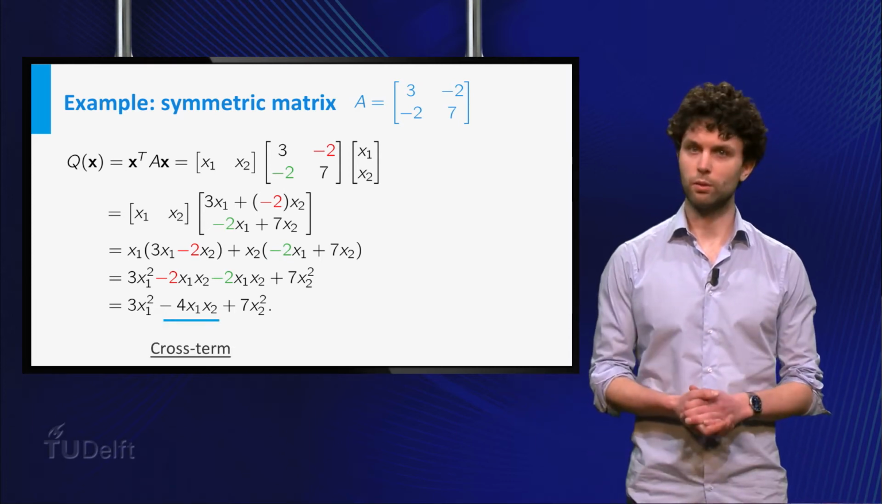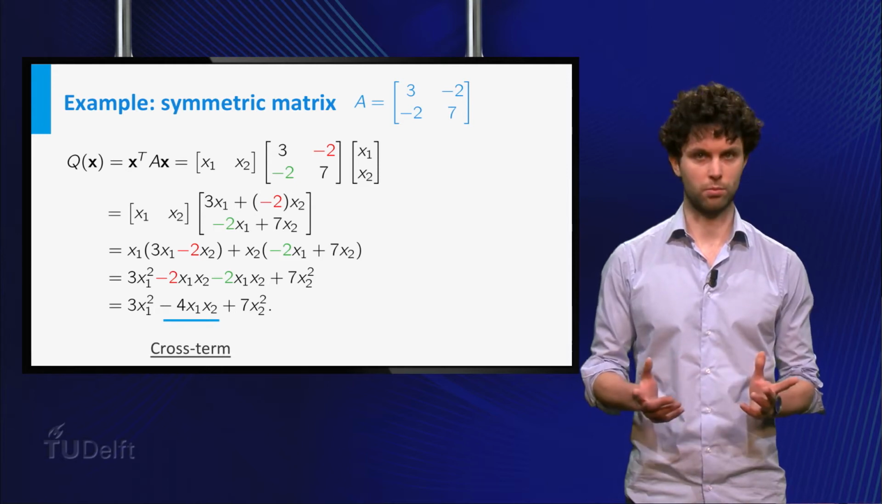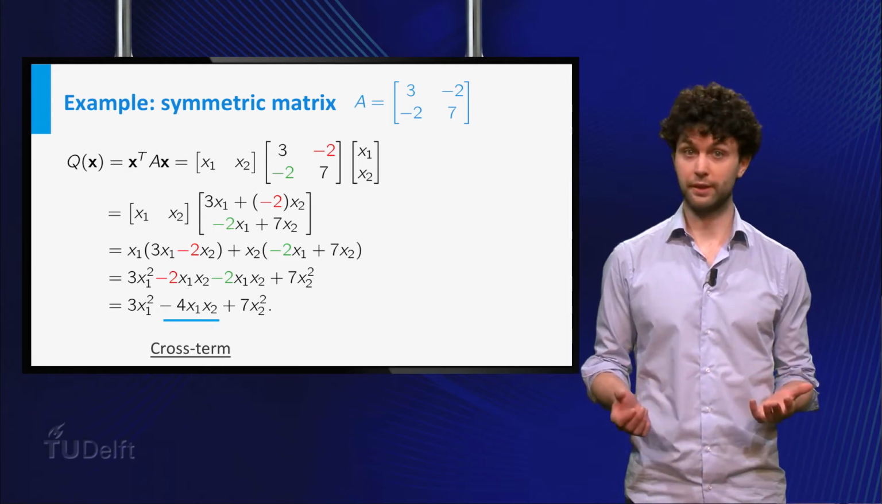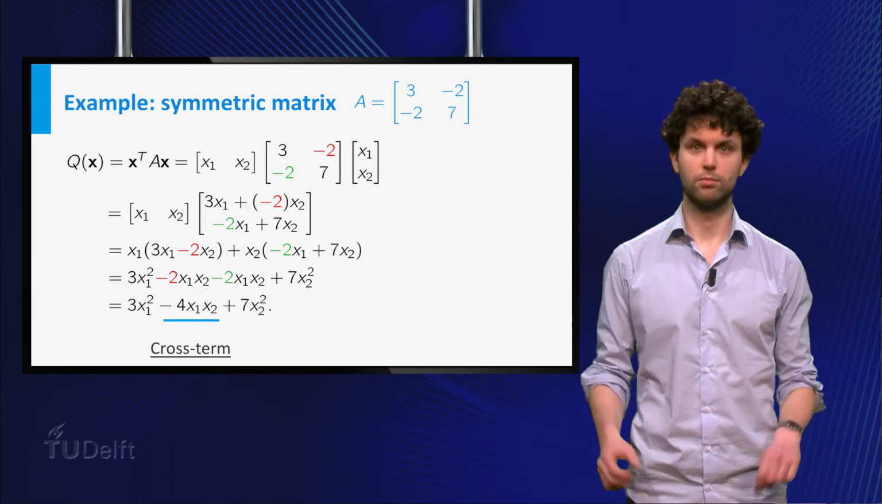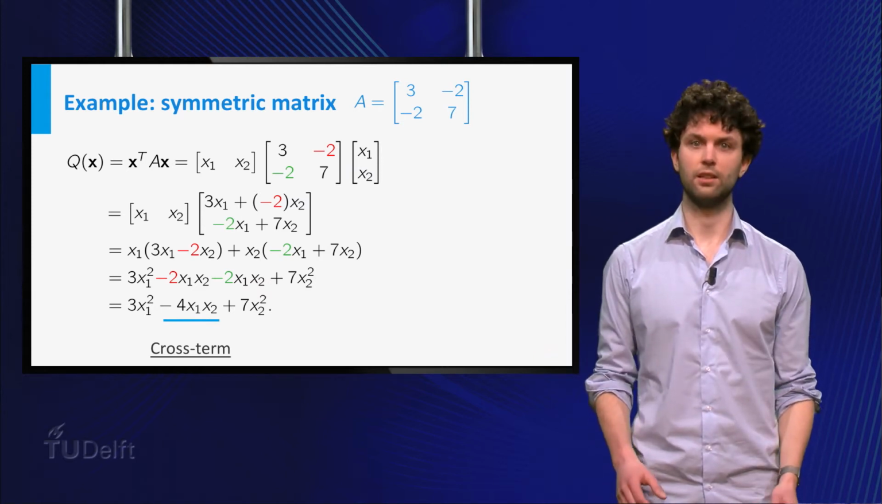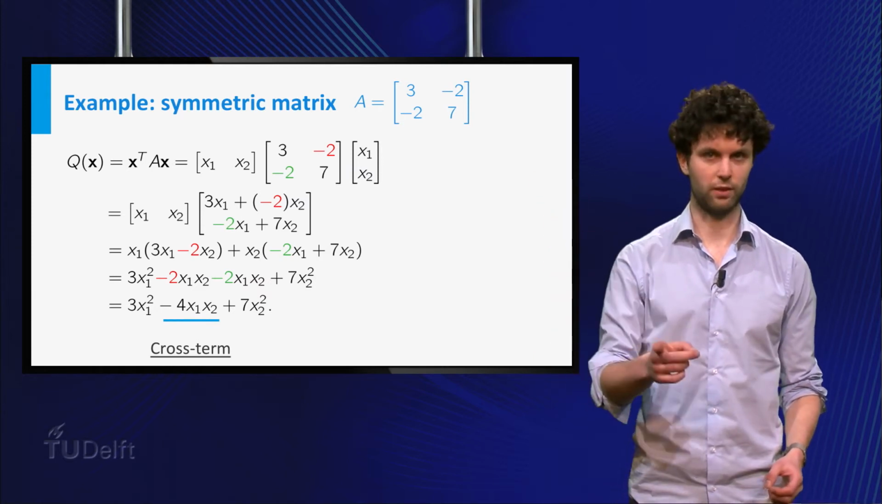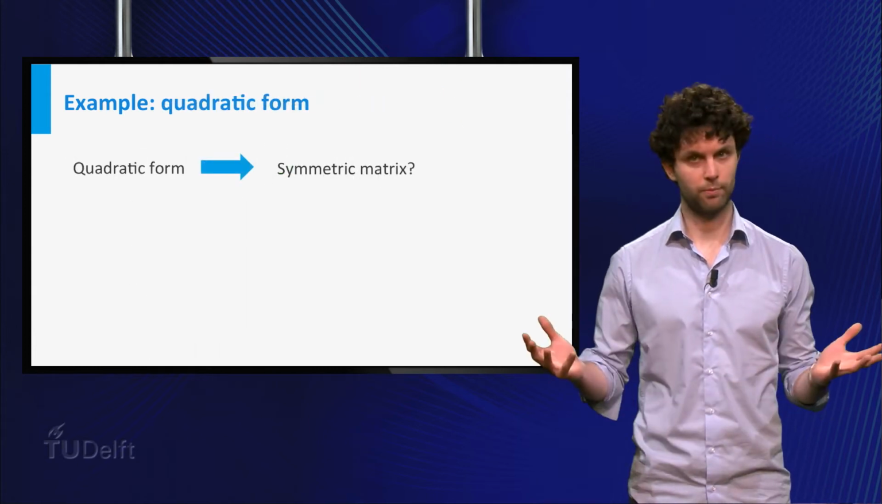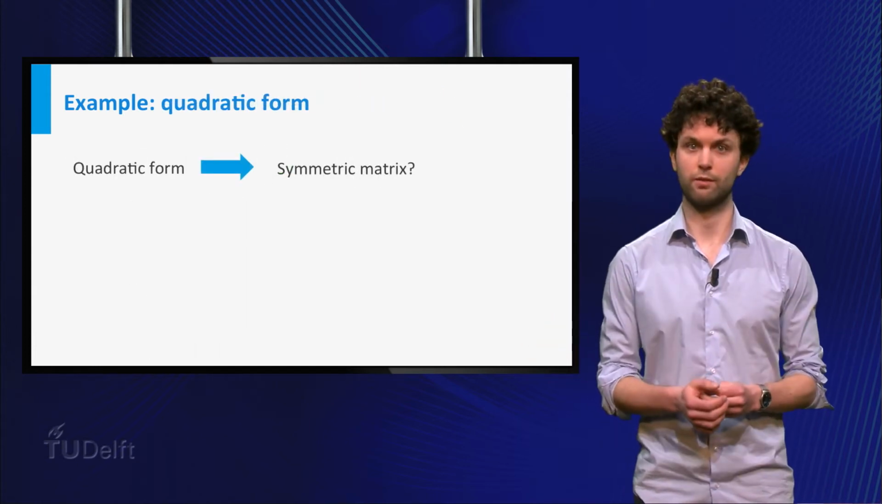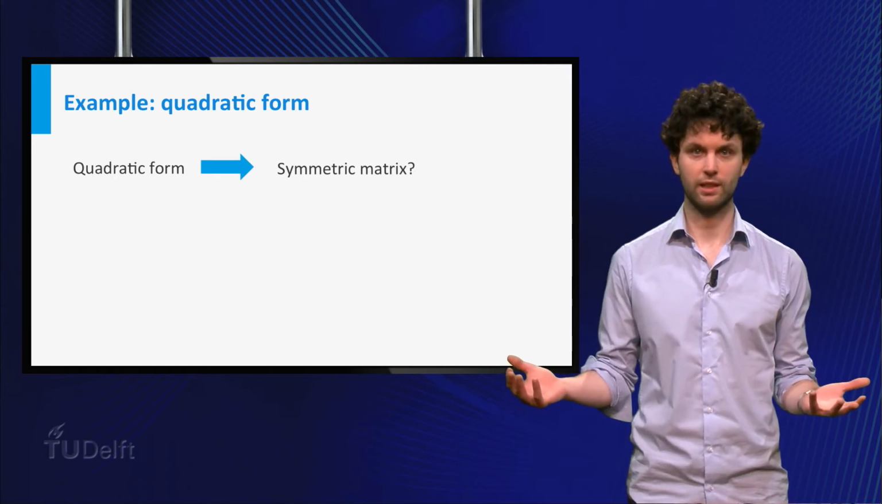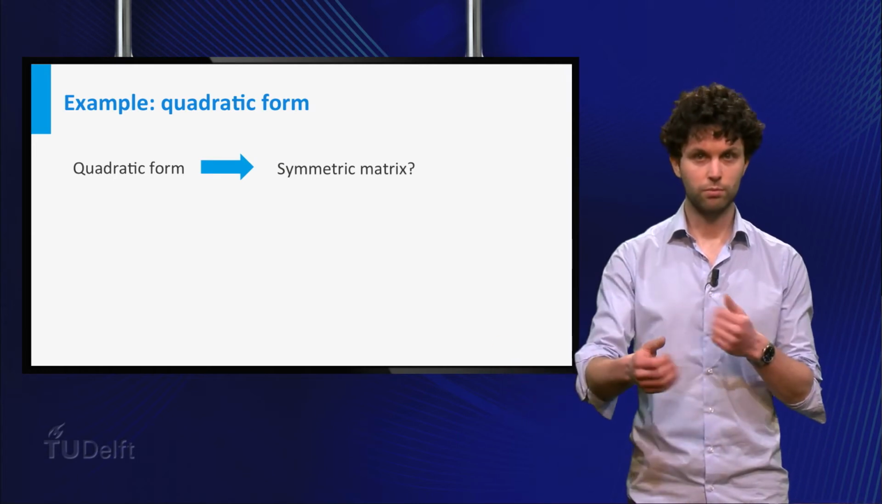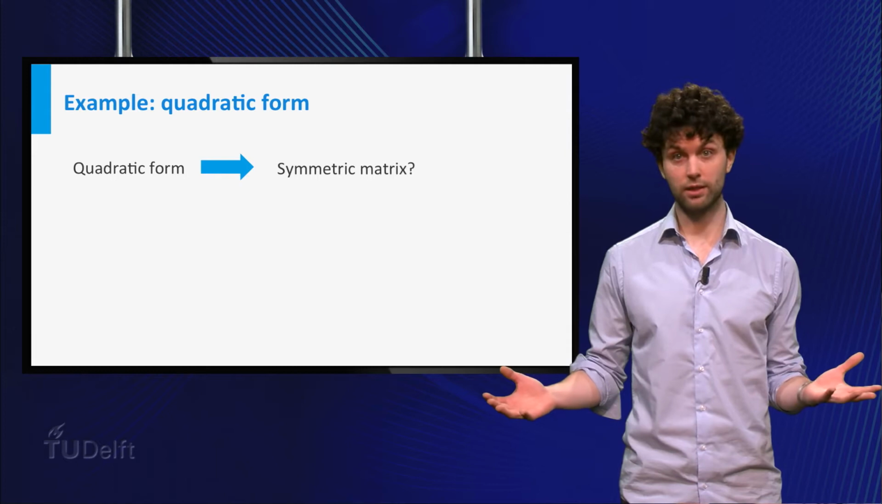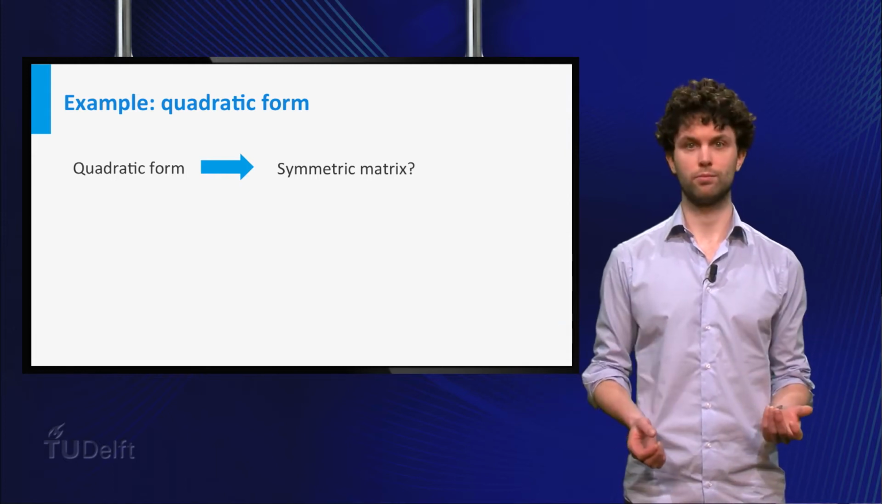Such a term, which involves two coordinates, is called a cross term. Note that the previous example had no cross term. This was caused by the fact that A then was a diagonal matrix. Alright, you know how to compute a quadratic form from a symmetric matrix A. Let's now reverse these rules. How do you obtain a symmetric matrix from a given quadratic form?